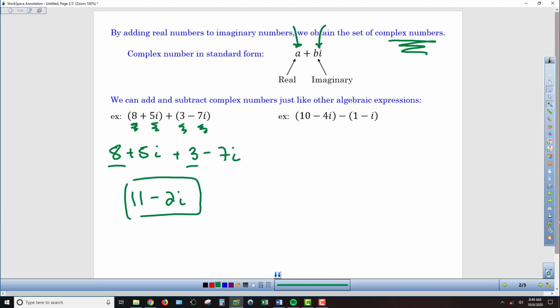And so we're just gathering like terms is all we're doing when we're adding or subtracting a set of complex numbers. In the second example here, this time I have to distribute this negative since I'm subtracting that entire set of parentheses. So as I rewrite it without any parentheses, I've got 10 minus 4i, and then if I distribute that negative, I'm going to get minus 1, and then minus a negative i becomes plus i. And so now I'm in the same place that I was in the previous question, where I'm going to gather my like terms. So I've got 10 minus 1, it's going to give me 9. And then I've got negative 4i plus i is going to give me negative 3i.